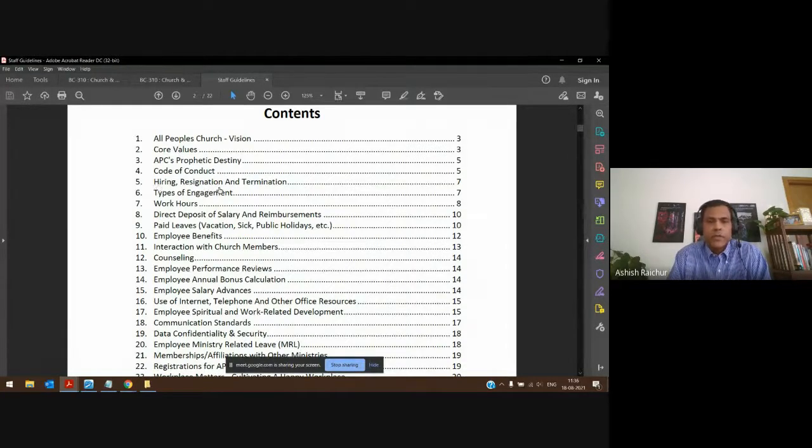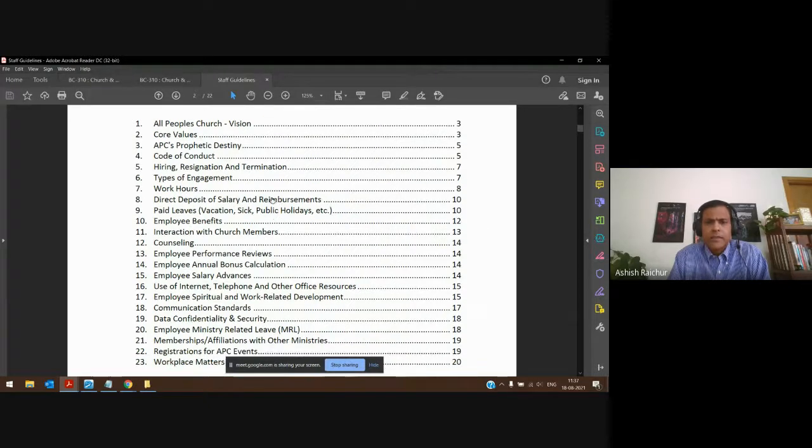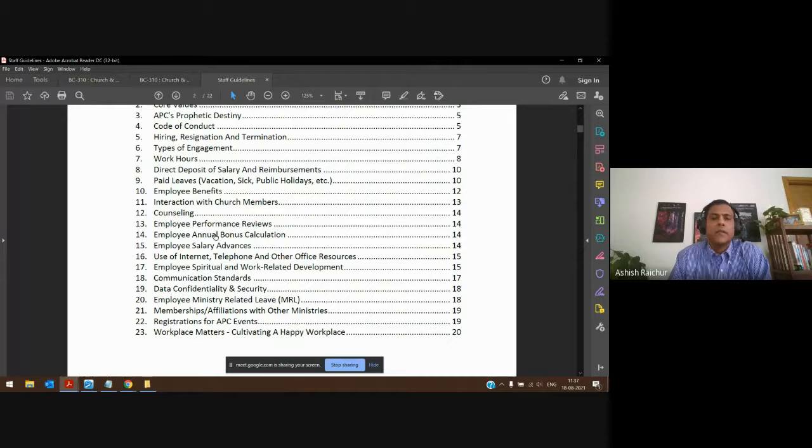Then what is our procedure for hiring, or if somebody wants to resign, or if we need to terminate them, how would we do it? What kinds of staff work with us? We have staff and consultants. The work hours: when do people have to work? How do we pay their salary and reimburse them for any work-related expenses? What are the leaves people can take when they're working? What are some of the benefits they can have? Then there are some other things that we felt are needed.